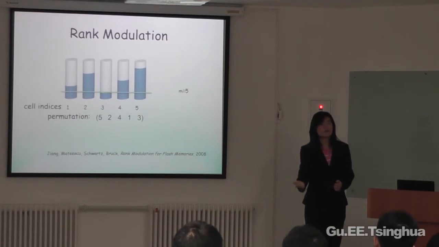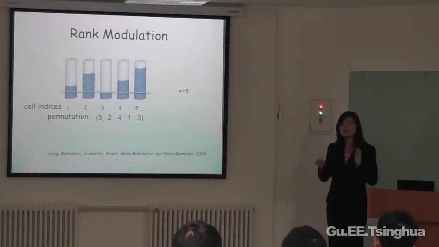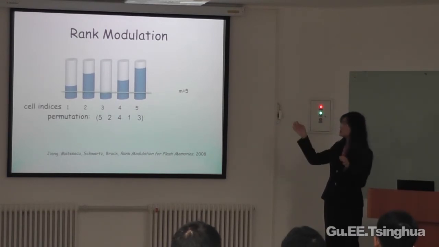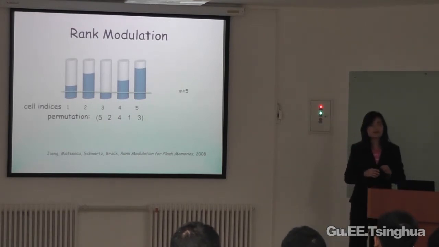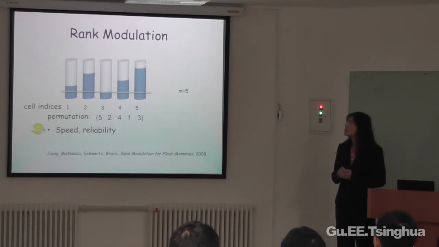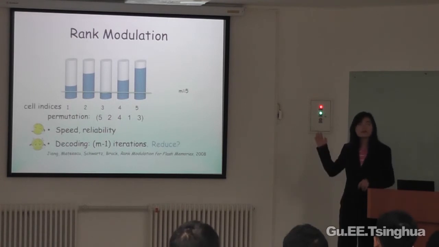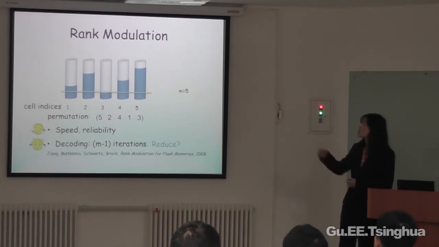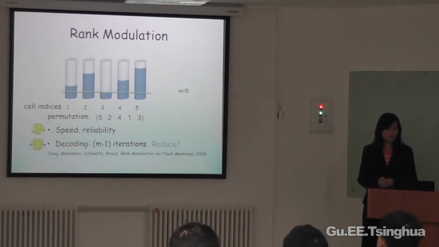Therefore, you can write in a very fast manner. And also, if the charge leaks in a relatively similar manner, then the permutation will not be changed, even though the charge is different. Therefore, you won't see errors in the data as often. So we say that rank modulation improves the writing speed and also the reliability of Flash. However, as we saw in this case, the decoding of a permutation takes about n-1 iterations. The question is, how can I reduce the decoding complexity? But of course, I need to sacrifice something.